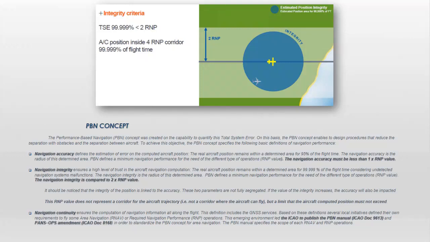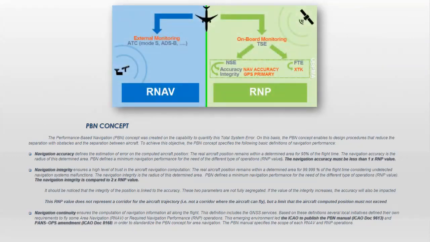It should be noticed that the integrity of the position is linked to the accuracy. These two parameters are not fully segregated. If the value of the integrity increases, the accuracy will also be impacted. This RNP value does not represent a corridor for the aircraft trajectory. That is not a corridor where the aircraft can fly, but a limit that the aircraft computed position must not exceed. Navigation continuity ensures the computation of navigation information all along the flight. This definition includes the GNSS services.